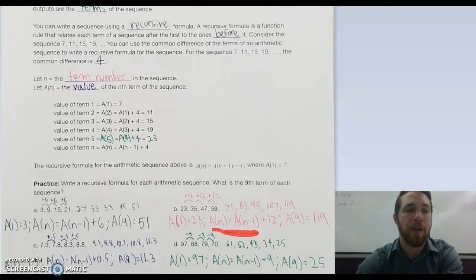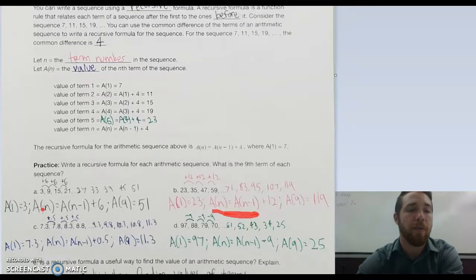For part C, same idea. So want to make sure you have your first term listed, that's 7.3. Then that recursive beginning, a of n equals a of n minus 1. And this time it always looks like we're adding a half, so you can do plus 0.5. And if I keep my pattern extended for 9 terms, it looks like that's 11.3.